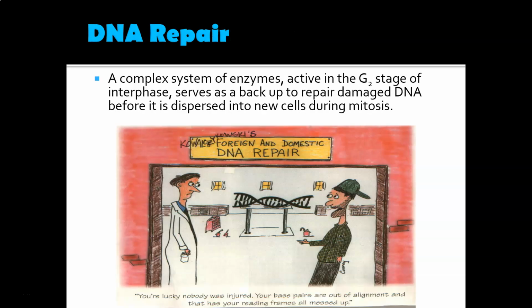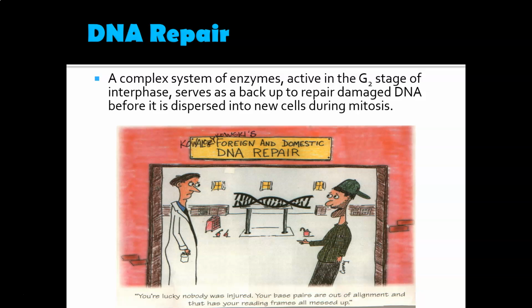So again, there's a whole complex system of enzymes, DNA polymerase just being one piece of that, that are active during your S and G2 phases of interphase of your cell cycle. And the whole idea here is to catch these DNA mistakes, catch these mutations, fix those mutations so that that cell doesn't go through mitosis, allowing that mutation to persist.